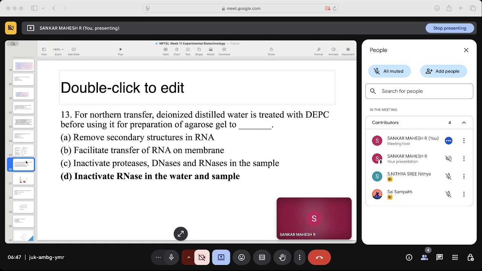Okay. The next question is, for northern transfer, deionized distilled water is treated with DEPC before using it for preparation of agarose gel to dash. So, does anyone know what northern transfer is? Sir, to detect RNA. Okay. So it will tell you what are the RNA that is being bound to this. If you have a probe specific to an RNA sequence, you can detect that using northern transfer. Fine. Now, do you know what DEPC is?